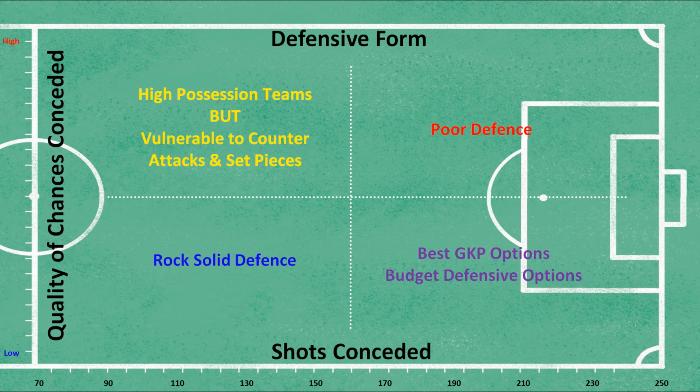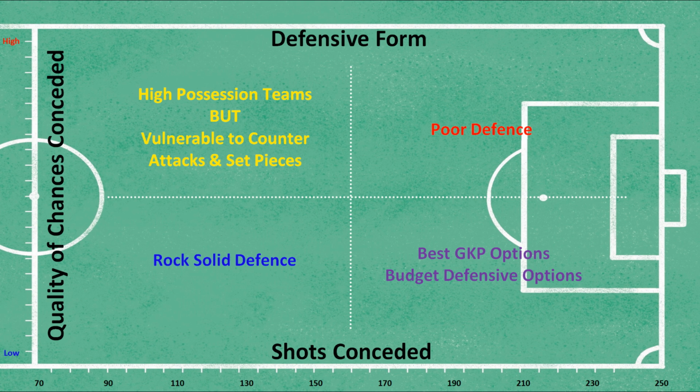The metrics that we'll use to classify these defences are number of shots conceded across the bottom and quality of chances conceded across the side, which is effectively expected goals conceded per number of shots conceded. But a simpler way of describing this is using big chances conceded. This method, however, creates a more accurate scale of defence quality for us to determine who the best options are.